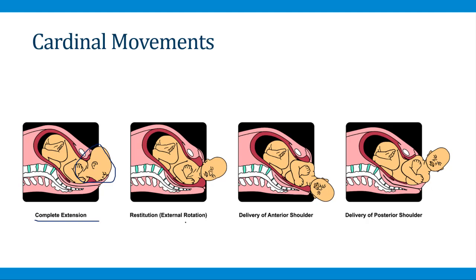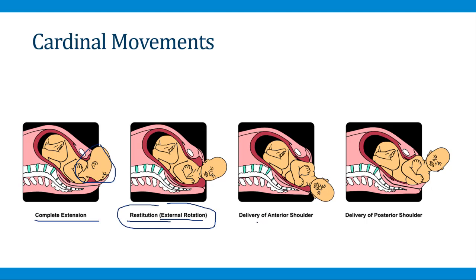is delivered, and as soon as the head is delivered, the baby will externally rotate at the neck. This is a process called restitution. And it's at this point during restitution when the shoulders sometimes get stuck and a baby can develop shoulder dystocia, which I talk about in another video.